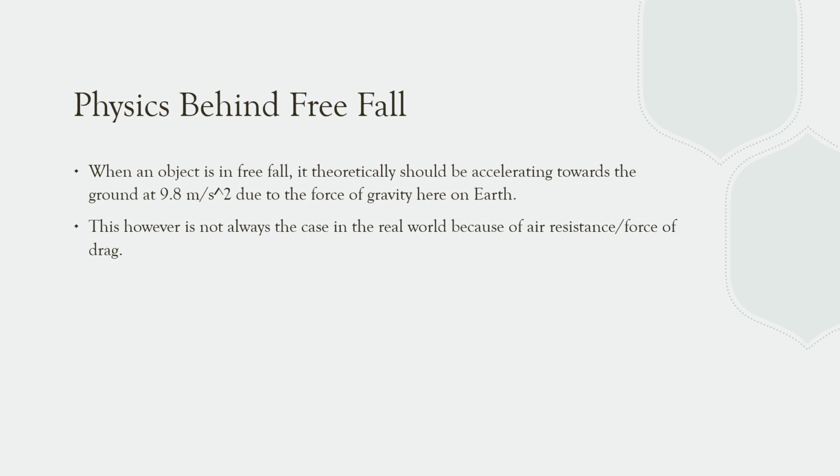For starters, whenever an object is in free fall, it should theoretically have an acceleration of 9.8 meters per second squared down towards the surface of the Earth. However, this is not always the case in practice because of air resistance, or the force of drag. Those are forces that act upwards against gravity, or if you're going laterally, they can also act against whatever direction you're going, as long as you are moving through a medium to resist, which in this case is air.